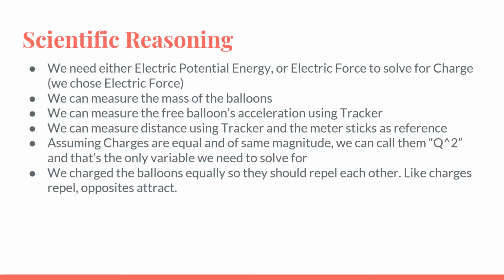For scientific reasoning, we knew we needed either the electric potential energy or the electric force to solve for the charge, and we chose force. So we measured the mass of the balloons. We could measure the free balloon's acceleration using Tracker, which we did, and measure the distance it traveled from the fixed balloon using Tracker as well. We assumed the charges were equal in magnitude, so we called them q squared, and that's the only variable we need to solve for in this case. Both balloons were charged equally, and they should repel each other because like charges repel.